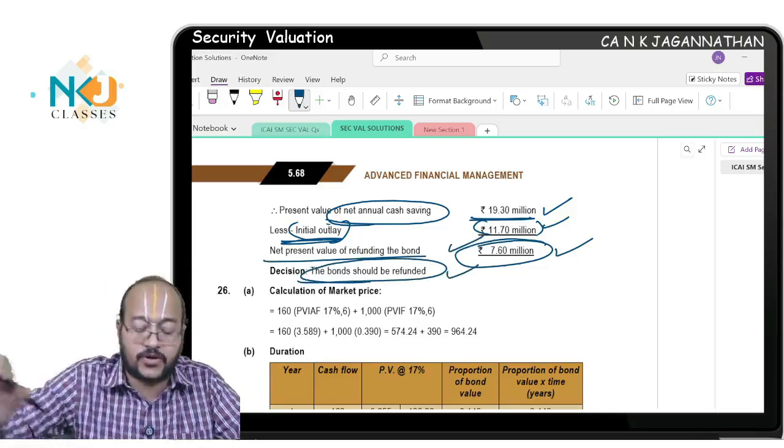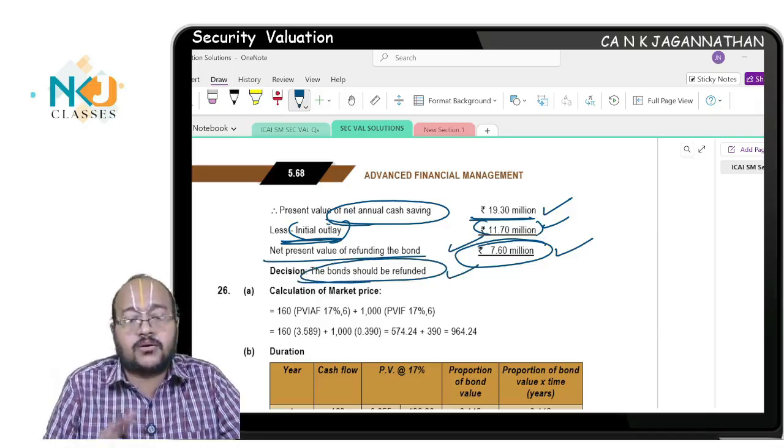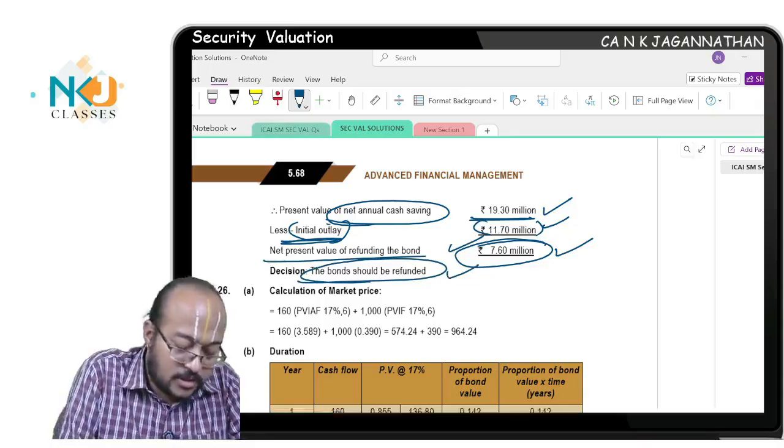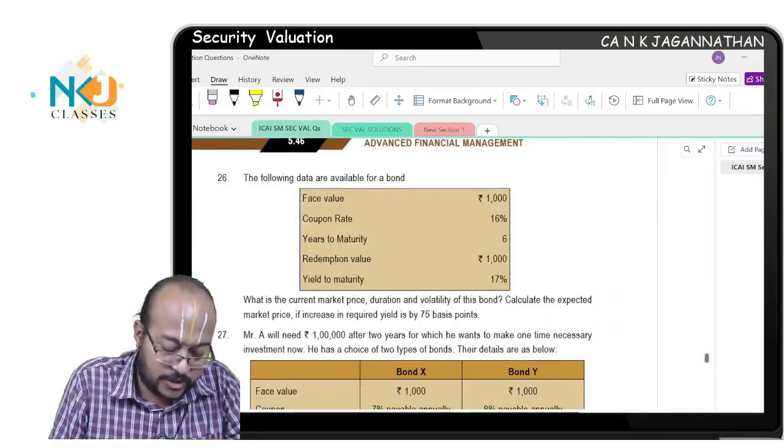The bond should be refunded. If this number comes to a negative value, it is prudent to not refund the bond. Are you understanding? This is a very, very important question, marked as important. Question number 25, very important.